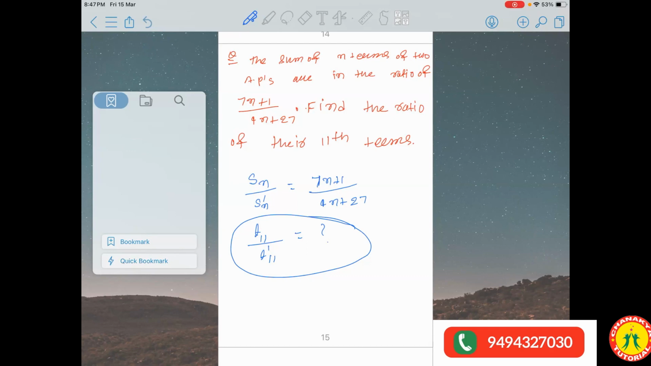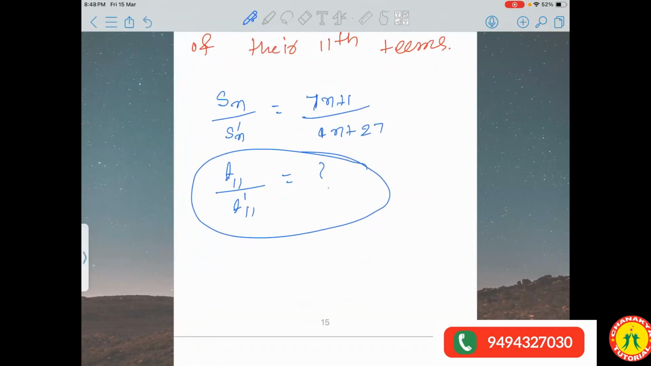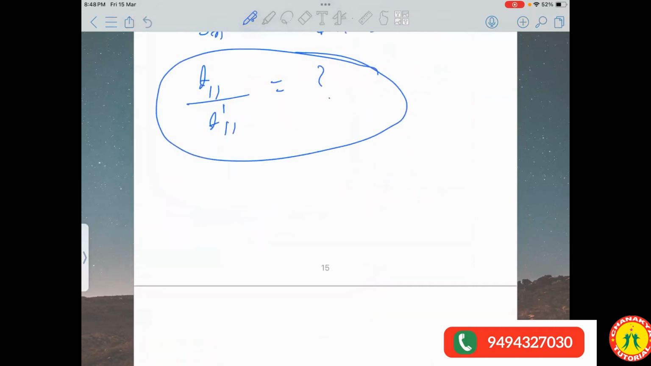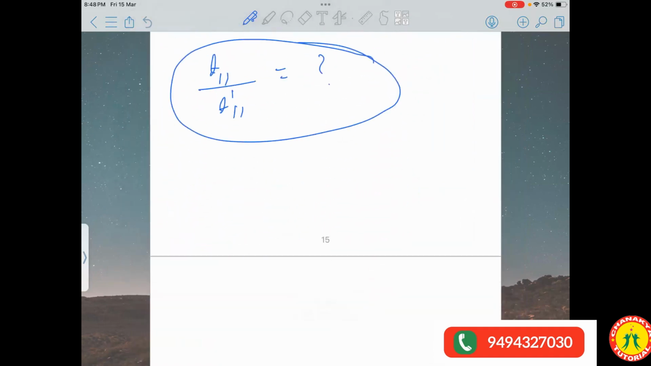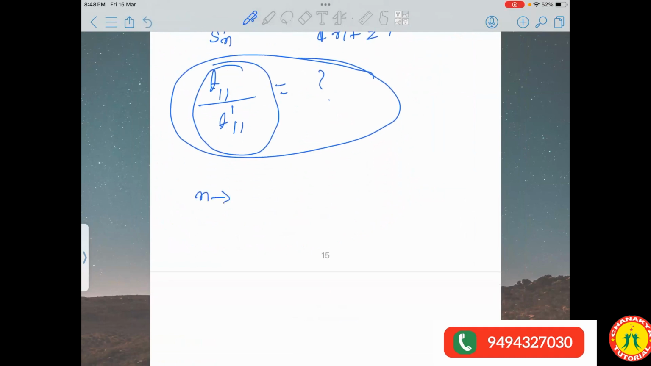Anyone got the answer? Now see the shortcut method: if you are given the Sn ratio and asked for the Tn ratio, then we can replace n with 2n minus 1. N replace with 2n minus 1.